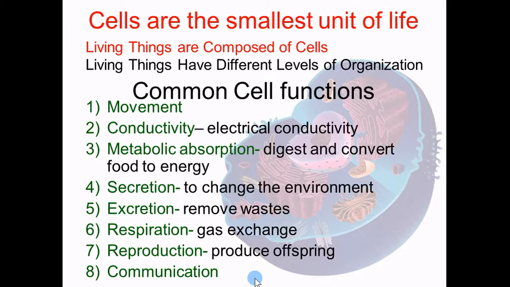Number three, metabolic absorption. Cells need to eat just like you need to eat. They digest and convert that food, lipids, carbs, and proteins, into energy forms. We'll talk about that energy called ATP.